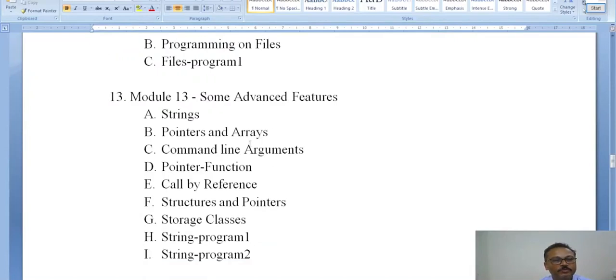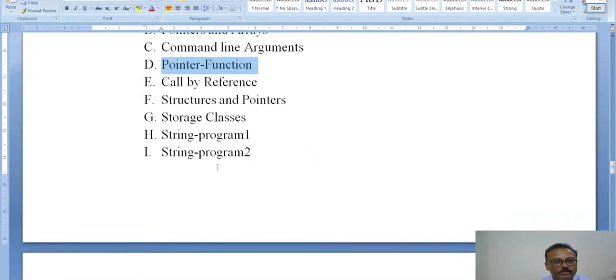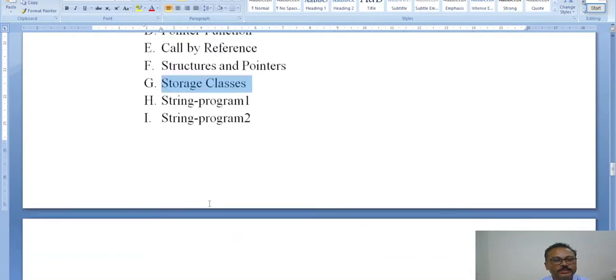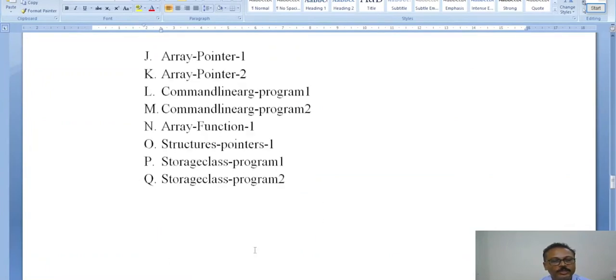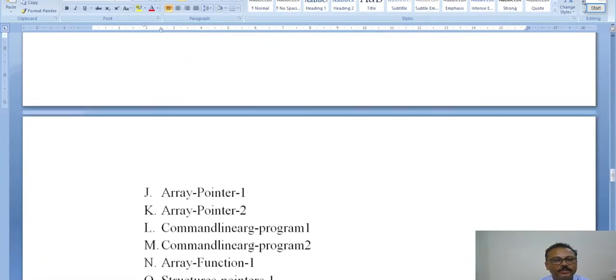And then some advanced features. I already told you, we can pass parameters to the functions using command line arguments. We can combine different concepts, pointers and functions. Some of the concepts which we have not discussed, such as storage classes, we will also discuss, and all the programming related to these concepts we'll study in module 13.